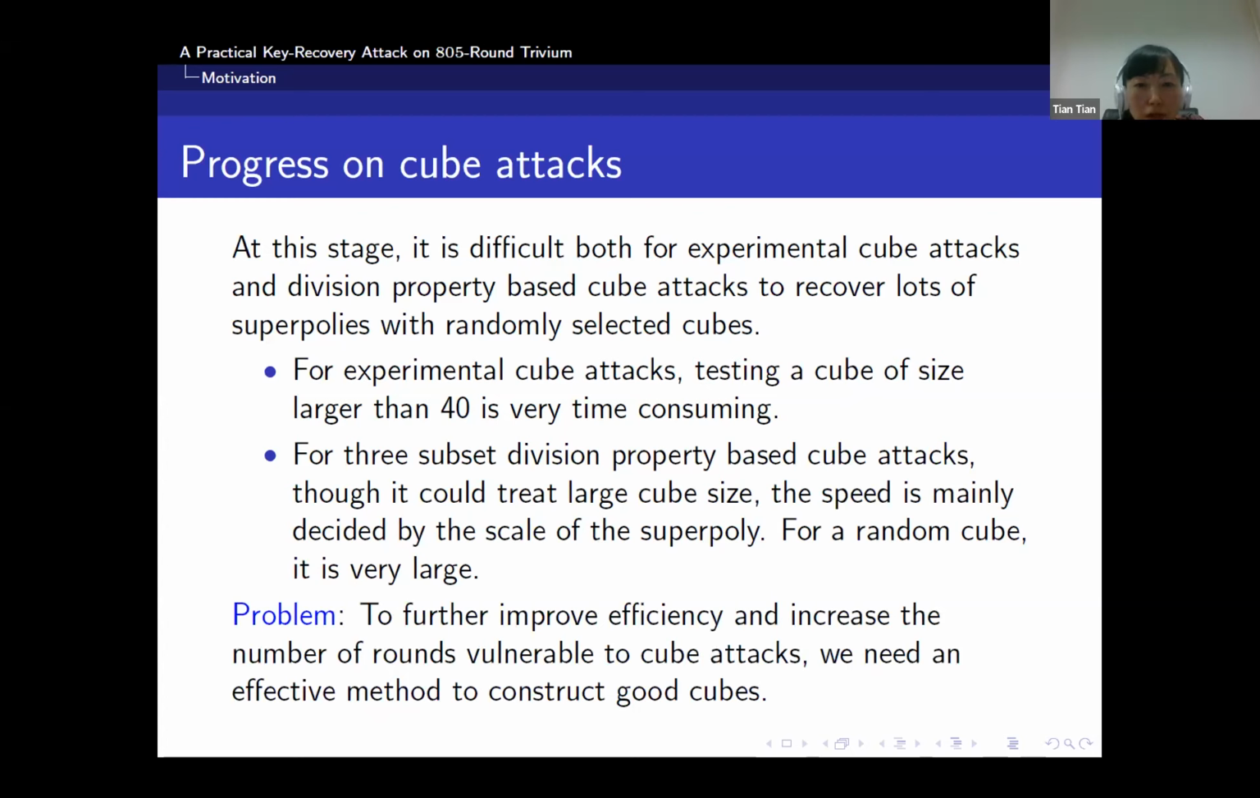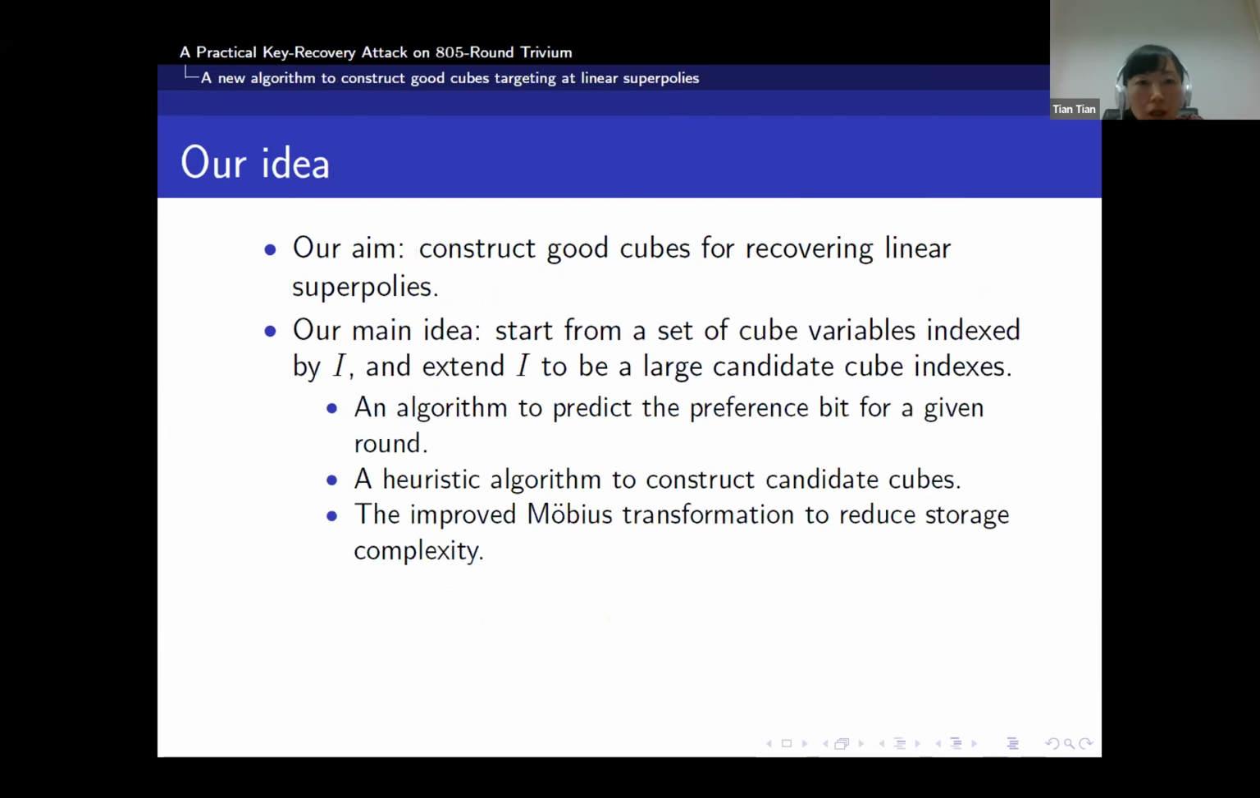To further improve efficiency and increase the number of rounds vulnerable to cryptanalysis, we need an effective method to construct useful and good cubes. Our aim in this paper is to construct cubes for recovering linear superpolys. The main idea is starting from a set of cube variables indexed by I and extending I to a larger candidate cube indexes.